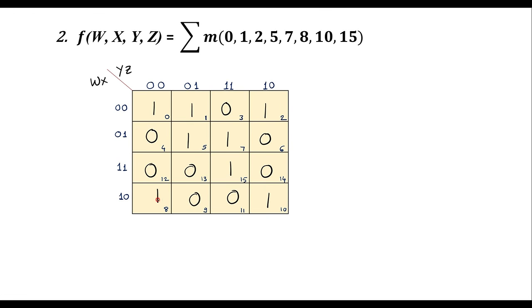So now let me do the grouping of ones. Here we can observe that this one, this one, this one and this one, we can make a quad. All corner cells we can make a quad, those are adjacent to each other. It covers the first and last column, where the common is 0, that is z bar, and between first row and last row the common is 0, that is x bar.